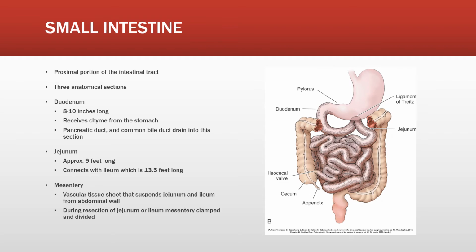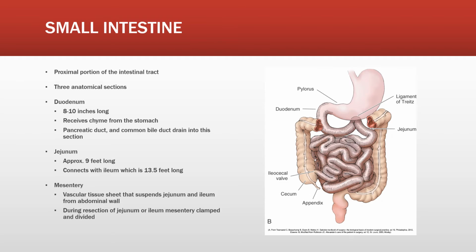Okay. Moving on from there, we have the jejunum. This is approximately 9 feet long. So we have a lot of small intestines in a very small space in our abdominal cavity. The jejunum is going to connect to the distal end of the small intestine, which is the ileum, and that itself is 13.5 feet long. So a lot of intestine.